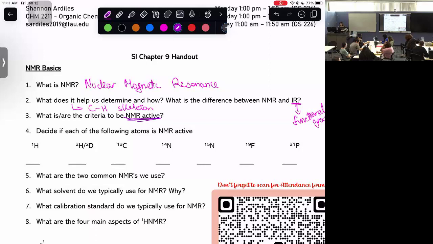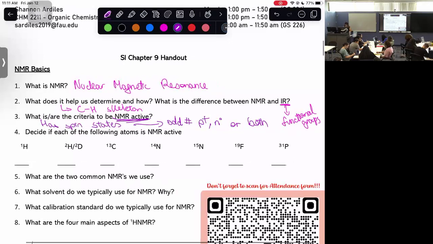So NMR active, it just tells you that the atom has spin states, okay? So let's just start writing this down. Has spin states. Now, that's the normal definition. Now, what it actually means in practice is that you have an odd number of protons, neutrons, or both. Okay? So let's see that in practice.